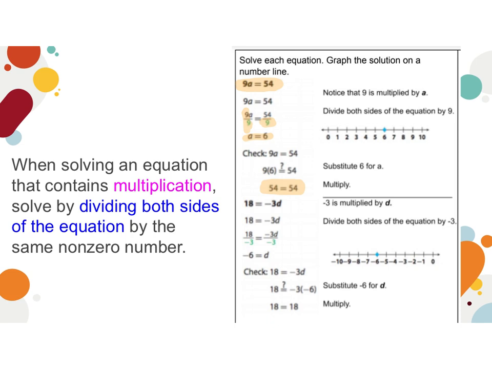Our next equation is 18 equals -3 times d. -3 is multiplied by d, so we would want to use the inverse operation of multiplication, which is division. So we will divide both sides of our equation by -3 to get d by itself. When we do, we find that d equals -6. To check, we'll plug in -6 for d, and when we multiply -3 times -6, we get positive 18. 18 equals 18, so we know we solved this equation correctly.